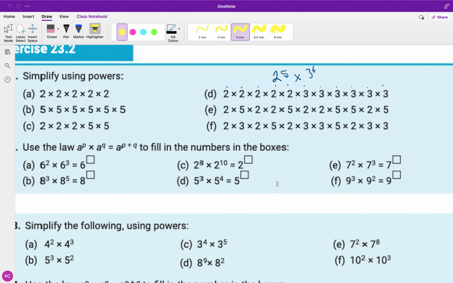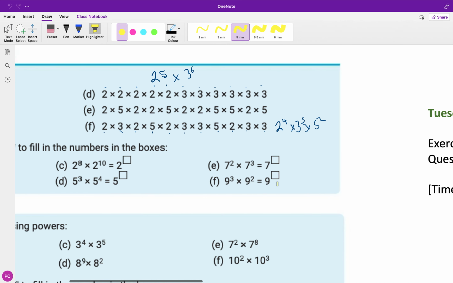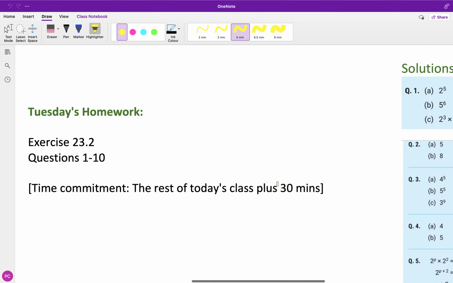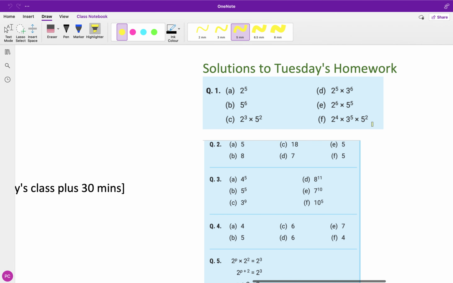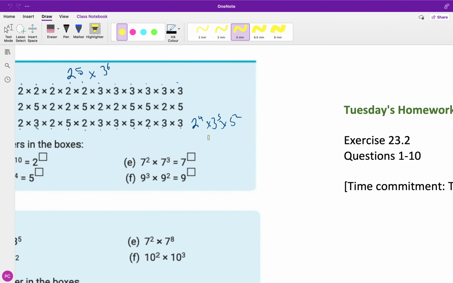If I go down to F, how many 2's have I got? I have 1, 2, 3, 4. So it's going to be 2 to the power of 4. How many 3's have I got? I have 1, 2, 3, 4, 5. So it's going to be 3 to the power of 5. How many 5's have I got? 1, 2. And it's going to be by 5 to the power of 2. So I can check my answers, and if you go over to the right, it will give you the answer. That's question 1F, and there you go, 2 to the power of 4, 3 to the power of 5, and 5 to the power of 2. Same way I did it there.